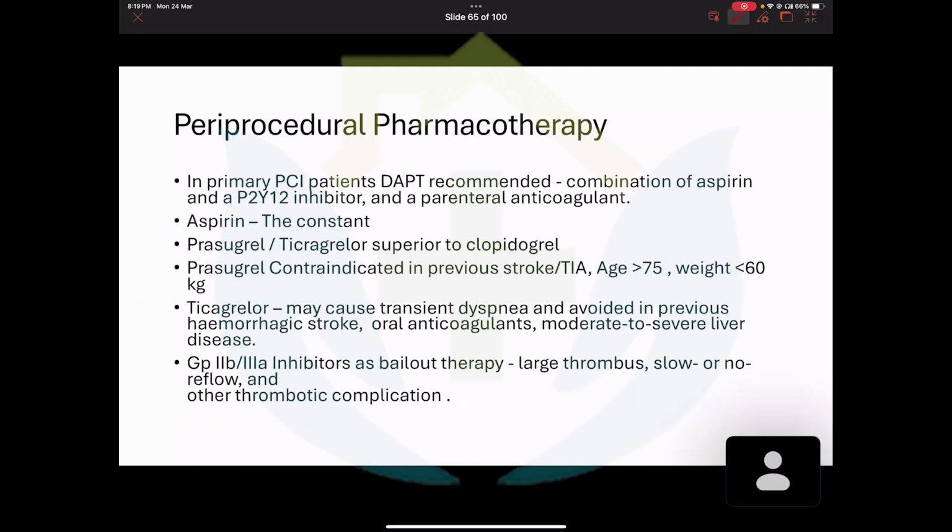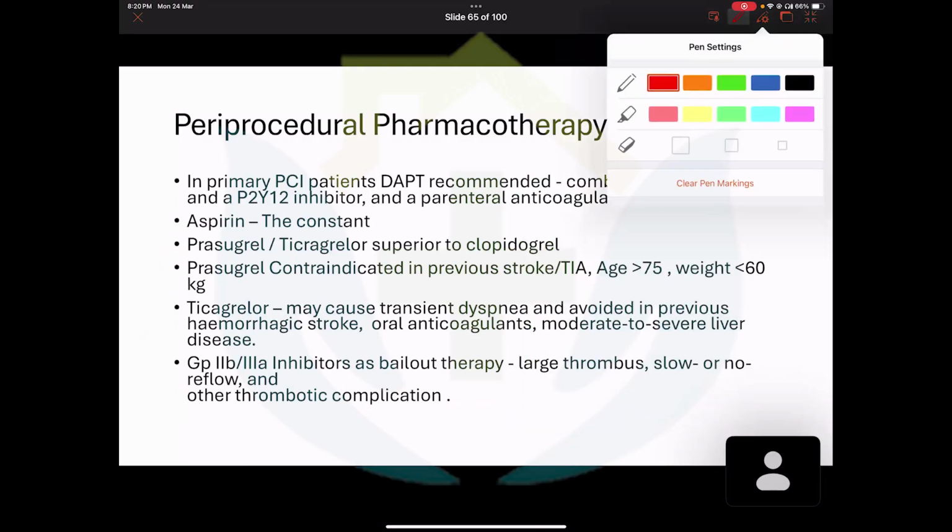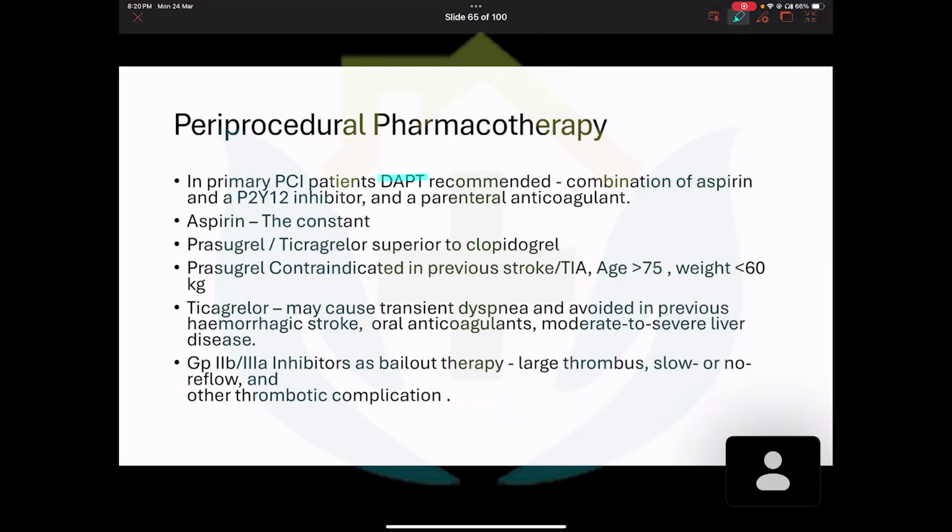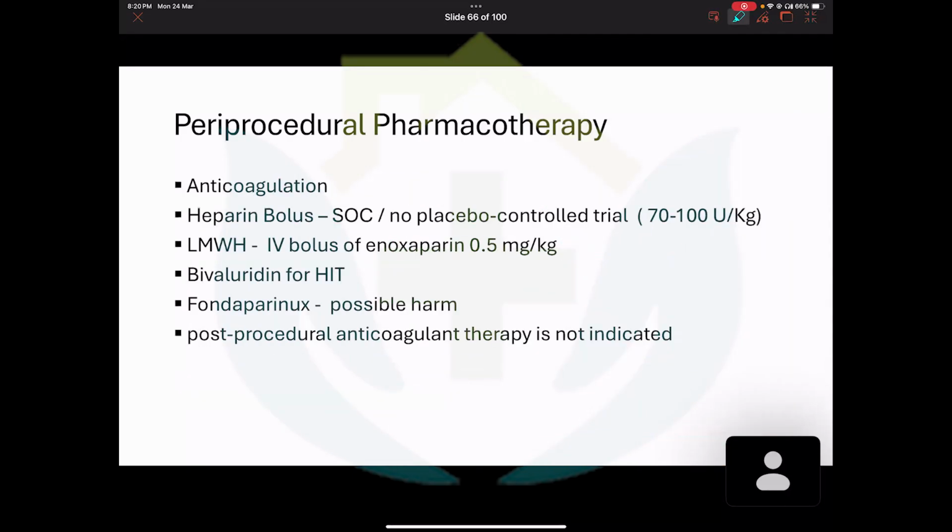Steps obviously not required. Yes, peri-procedural I have already told. DAPT, that is dual antiplatelet therapy, is definitely recommended. You should continue it, and a parenteral anticoagulant, that is the Clexane or the UFH, needs to be there. Aspirin always, ticagrelor is superior to clopidogrel. GP2B3A is a bailout therapy when there is a slow or no reflow, or other thrombotic complications. This should be on your fingertips. There should be no confusion regarding this type of thing.